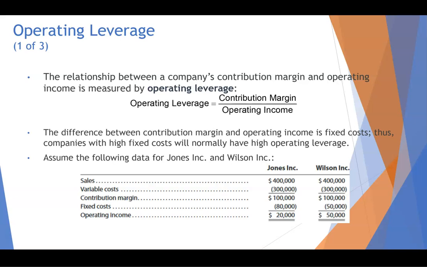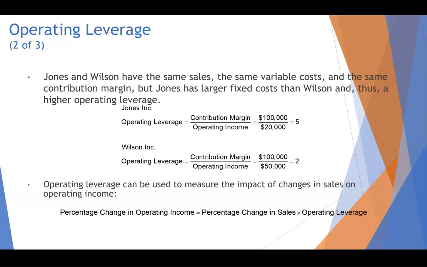Here we've got two companies, Jones and Wilson. You see, Jones has a higher fixed cost. They have the same sales, the same variable costs, and the same contribution margin, but Jones has larger fixed cost, which will result in a higher operating leverage. Do you see the 100,000 divided by 20,000 is a leverage of 5, where Wilson just has an operating leverage of 2.